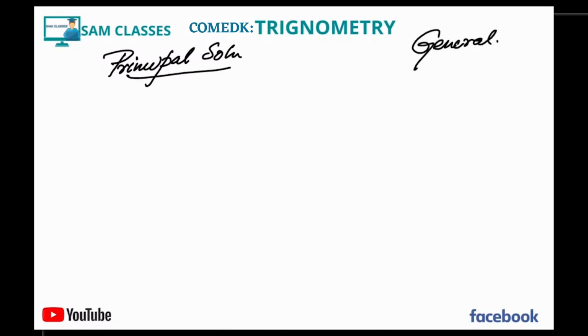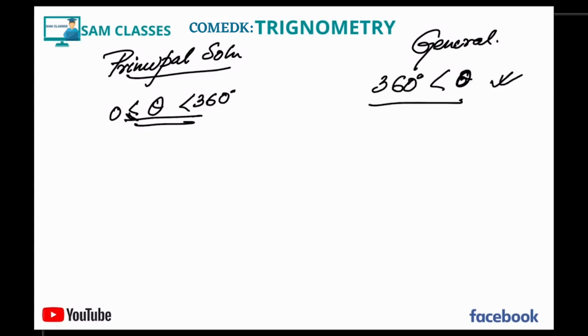Now what is a principal solution, you'll be asking, students. Any solution which is lying from 0 degree to 360 degree is known as a principal solution. And any solution which is beyond 360 degree, that becomes a general solution. Clear everyone? Okay, so first few formulas here also we have.